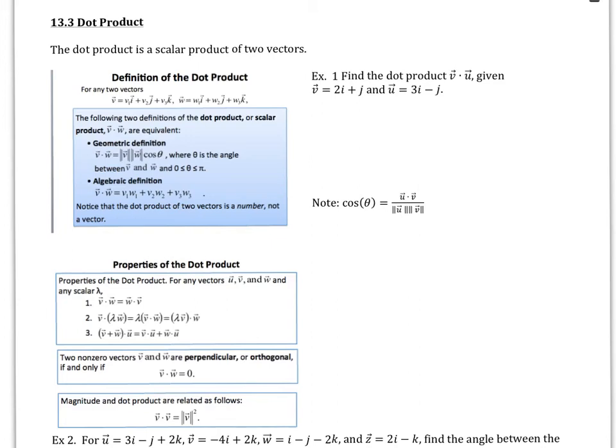Hi, this is 13.3. We're dealing with the dot product. The dot product is when we take two vectors and we can do some sort of scalar product with them. And we'll look at eventually what the dot product does for us.